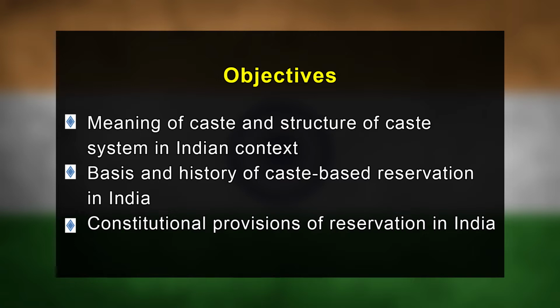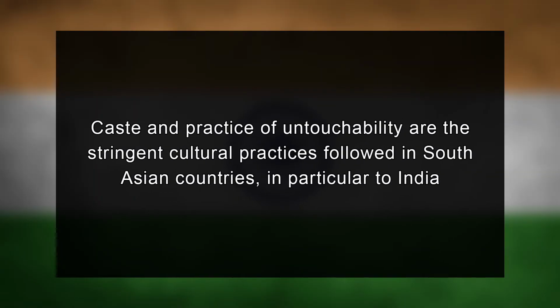reservations in India. Dear students, to begin with caste, it became the identity of an individual in recognizing the affiliation within the society. Caste and practice of untouchability are the stringent cultural practices followed in South Asian countries, in particular India. Caste was found among all Hindus across the subcontinent, where it becomes a metaphor of tradition and rigidity. It is found in religious texts of the Hindus.